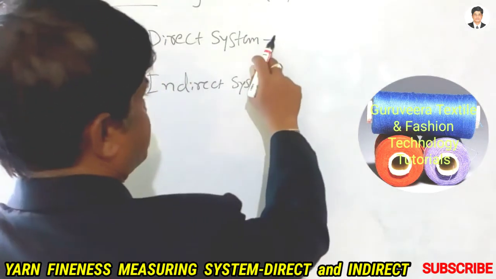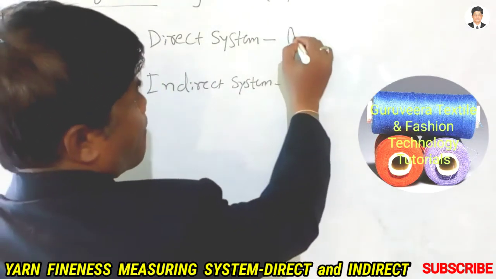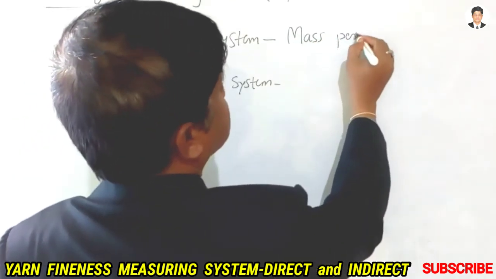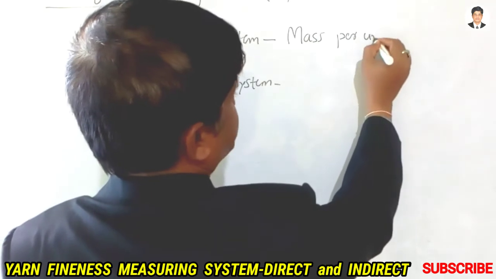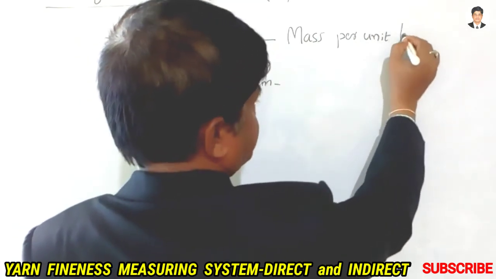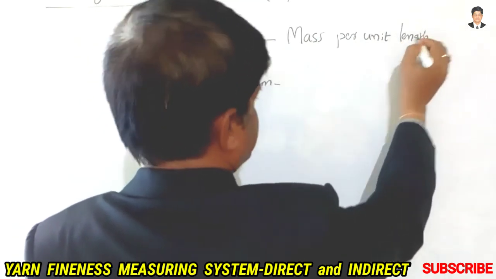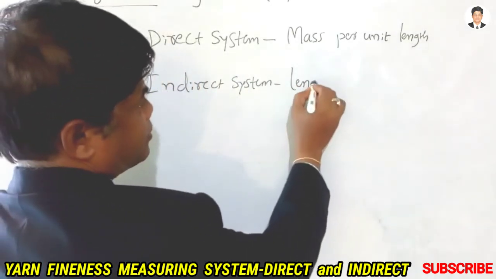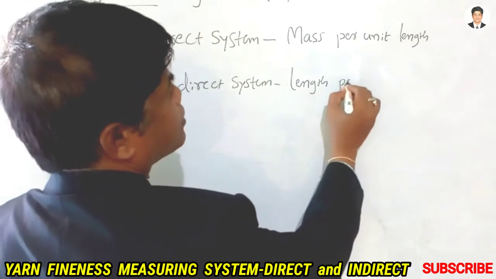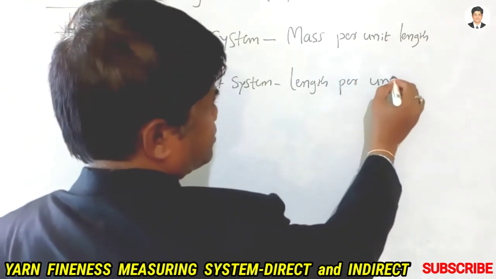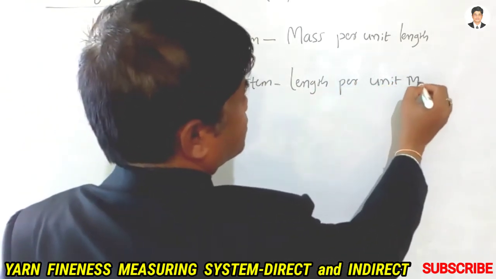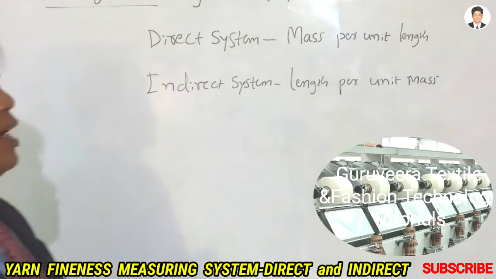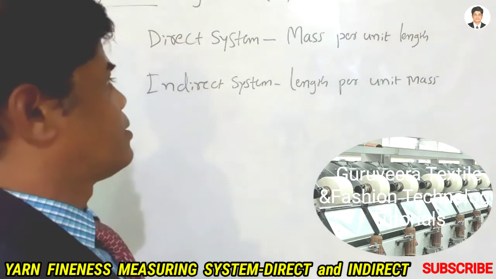Here, the direct system is based on mass per unit length, and the indirect system is based on length per unit mass. Okay. What is this? Mass per unit length and length per unit mass.